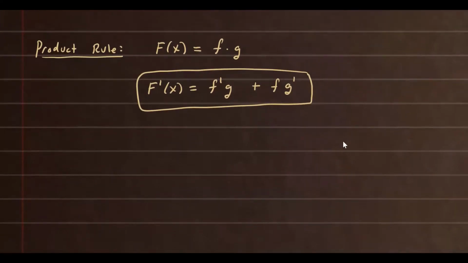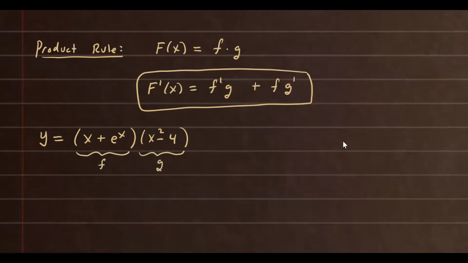So let me show you how to use it by using a function. Let's say you have your function y is given as x plus e to the x times x squared minus 4. Now you can expand this and then find the derivative, but we're going to simply use the product rule so we understand how to use it. Suppose this is your f and this is your g, that means y prime will simply be the derivative of f, keep g, plus keep f, differentiate g.